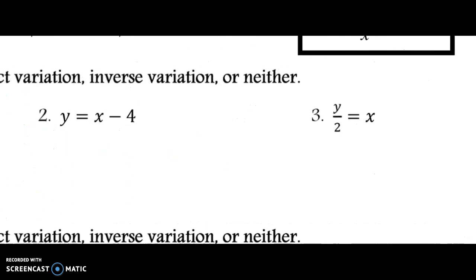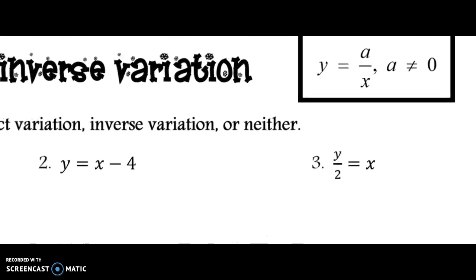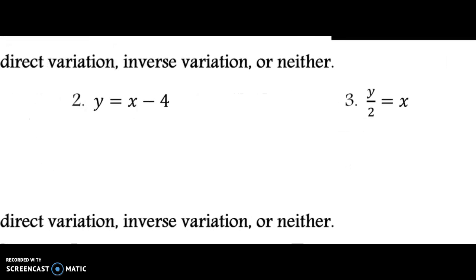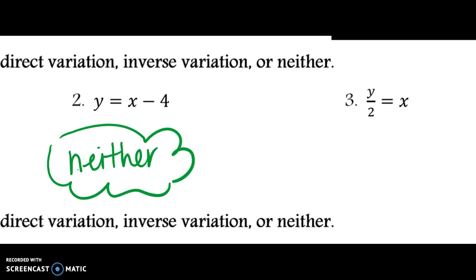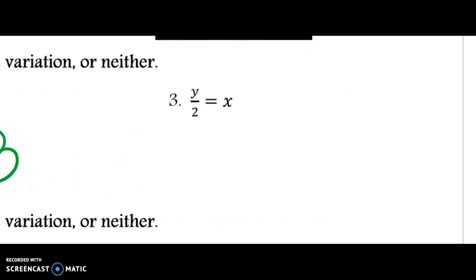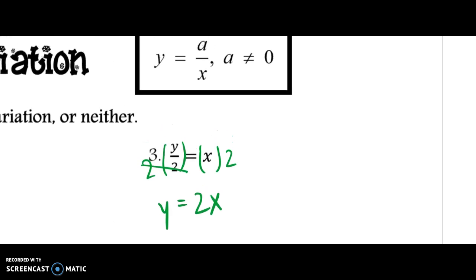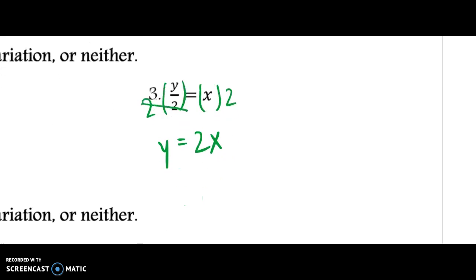For number 2, y is already by itself. If we compare number 2 to our inverse variation, they do not look the same. This one's actually going to be neither. Let's move on to number 3. For number 3, in order to get y by itself, we need to multiply both sides by 2. Once we multiply both sides by 2, we get y equals 2x. This does not look like inverse variation. The x is not dividing anything, so this is direct variation.